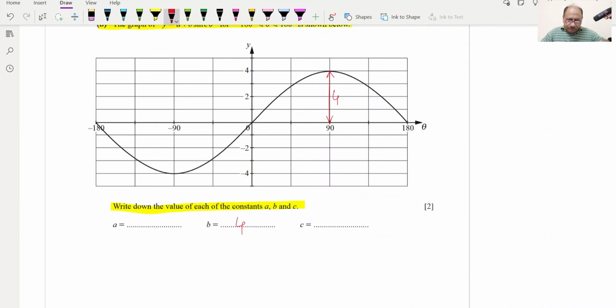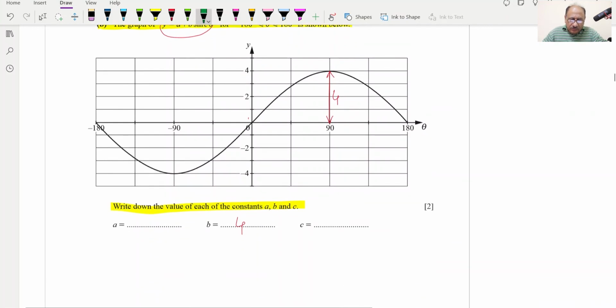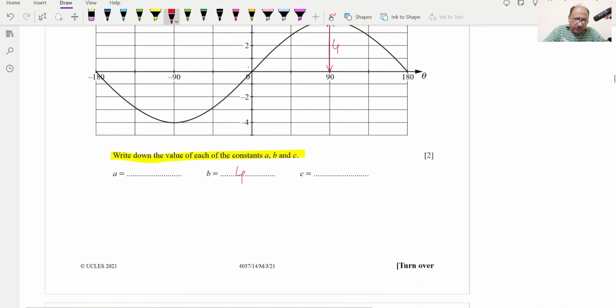Next, what will the a value be? The a value is for y-axis shifting, that is translation up or down, and we can see this curve has not moved up or down. So this a value will be 0.